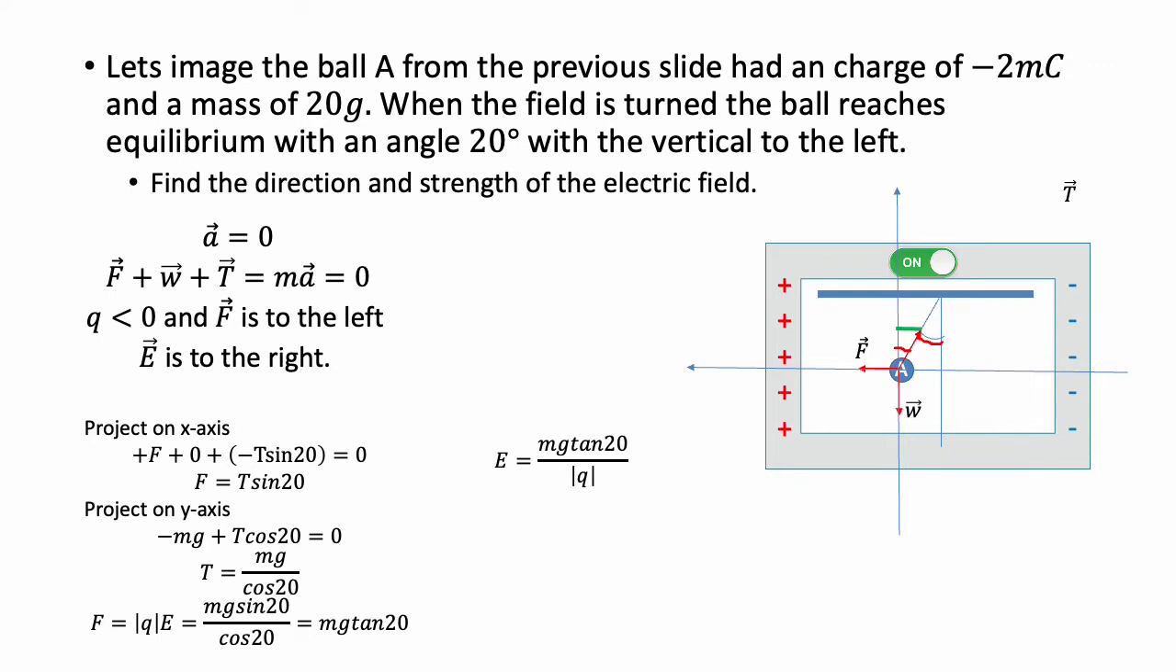Now this object has a large mass, 20 grams, so I cannot ignore the weight. I have to consider all the forces exerted on this object. So what are the forces exerted on this object? First, I have weight. Weight is always vertically down. Second, we have tension in the wire. The ball is held by a string, and the string is what holds it steady. Without the string, it would fall and go further to the left. So the string has a tension, and tension is always along the wire. So this is T.